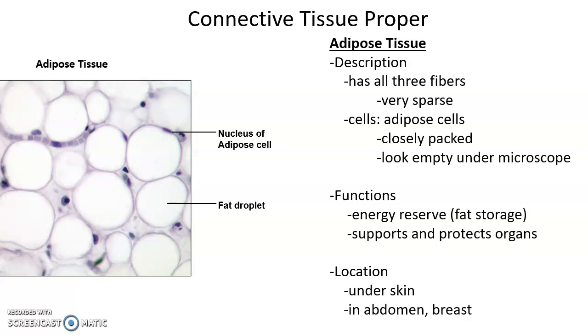For instance, it supports and surrounds kidneys to protect them if you get a blow to the lower back. Places you can find adipose tissue include under the skin, as well as in the abdomen and in the breasts.